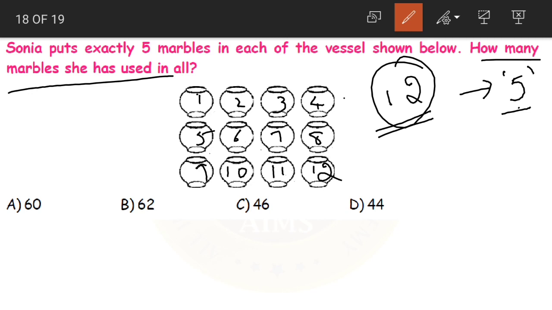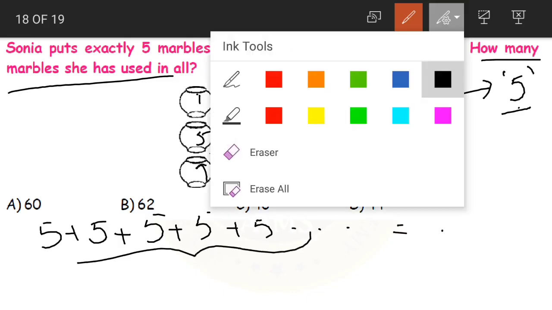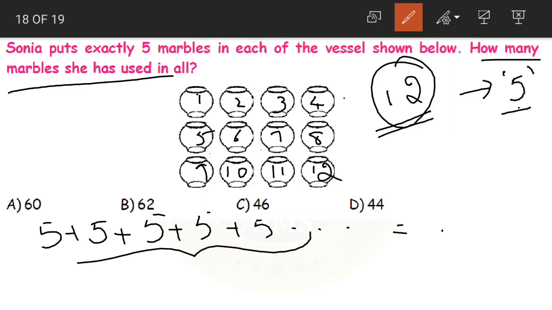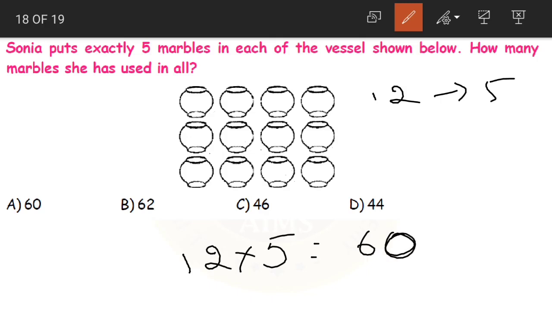Now there are two ways to solve this. First way is, as we need to count 5 12 times, 5 plus 5 plus 5 plus 5 plus so on. We need to count 5 12 times and get the answer. Or simply what we can do is multiply 12 with 5. 12 5s are 60. You can simply multiply 12 with 5.